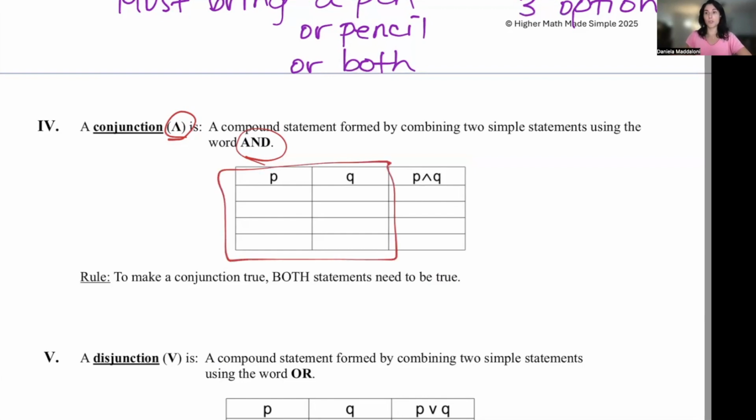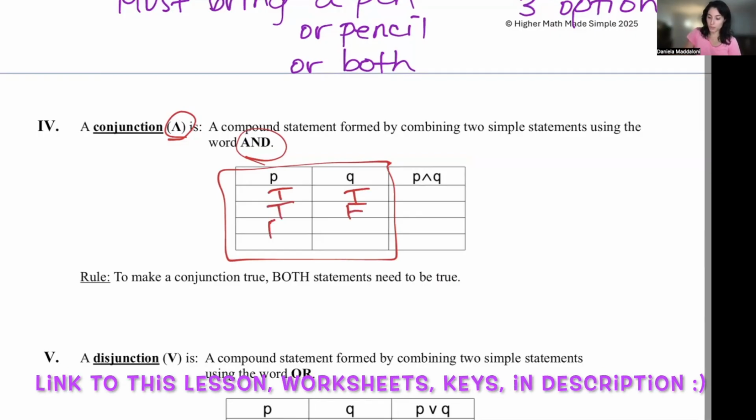So what are the options, right? What are all the different scenarios? Well, both P and Q could be true. P could be true and Q could be false, or P could be false and Q true, or they could both be false. Okay, so those are the options.